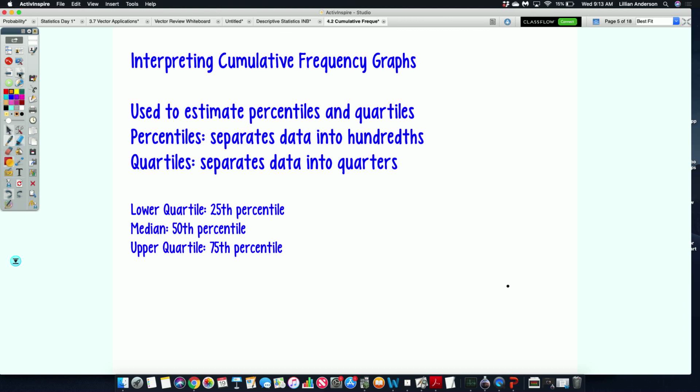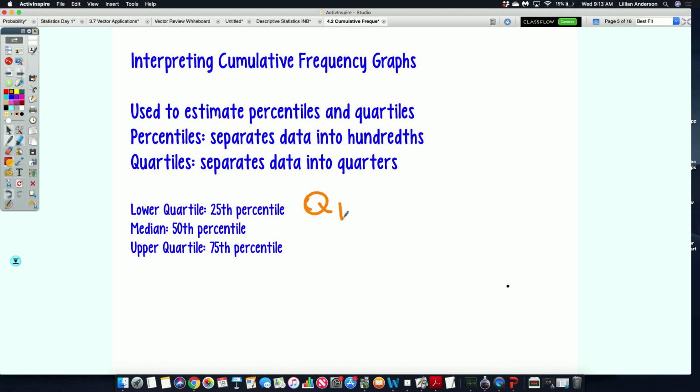Now, from your cumulative frequency curve, you can actually interpret your graphs and find out different pieces of information. Cumulative frequency graphs are used to estimate percentiles as well as quartiles. Percentiles separate the data into hundreds, whereas quartiles separate your data into quarters. There is such a thing called your lower quartile. That's your 25th percentile. That's known as Q1.